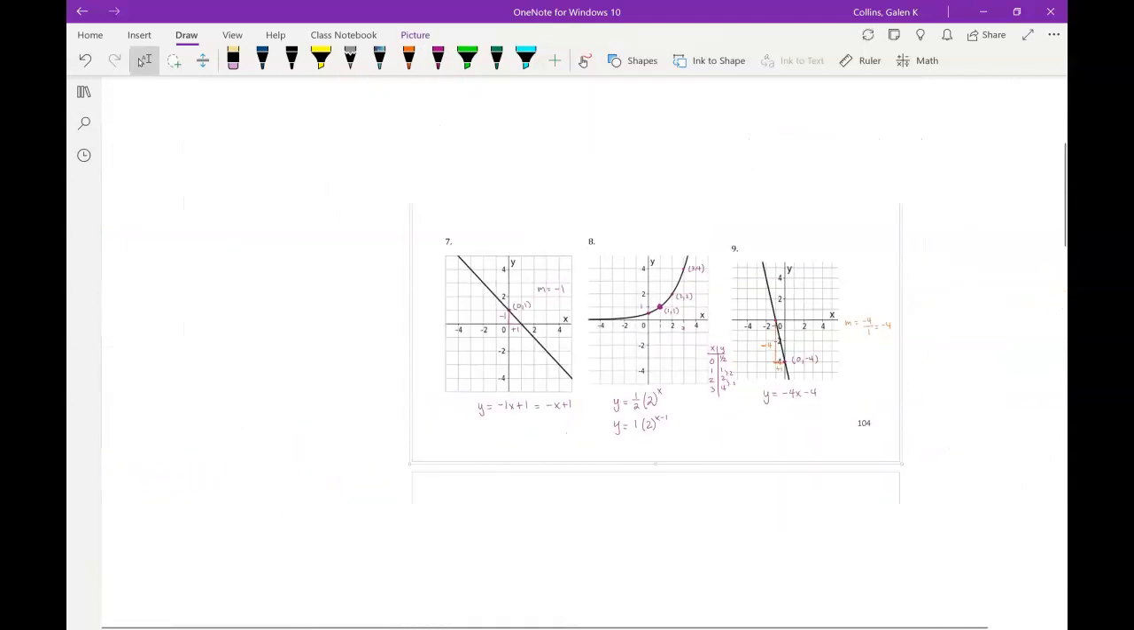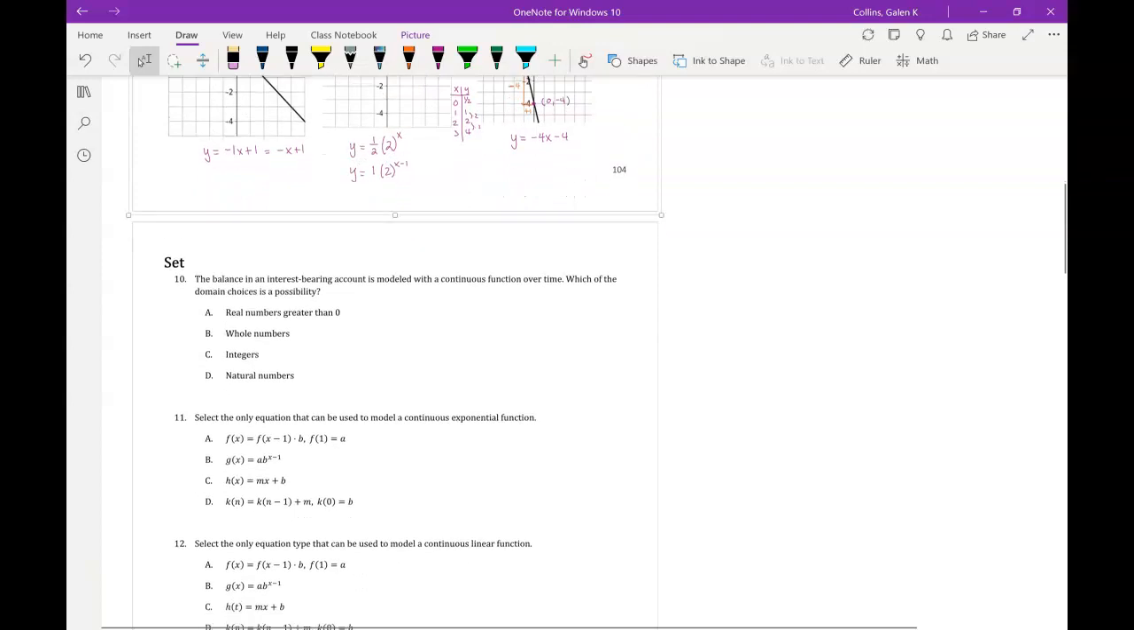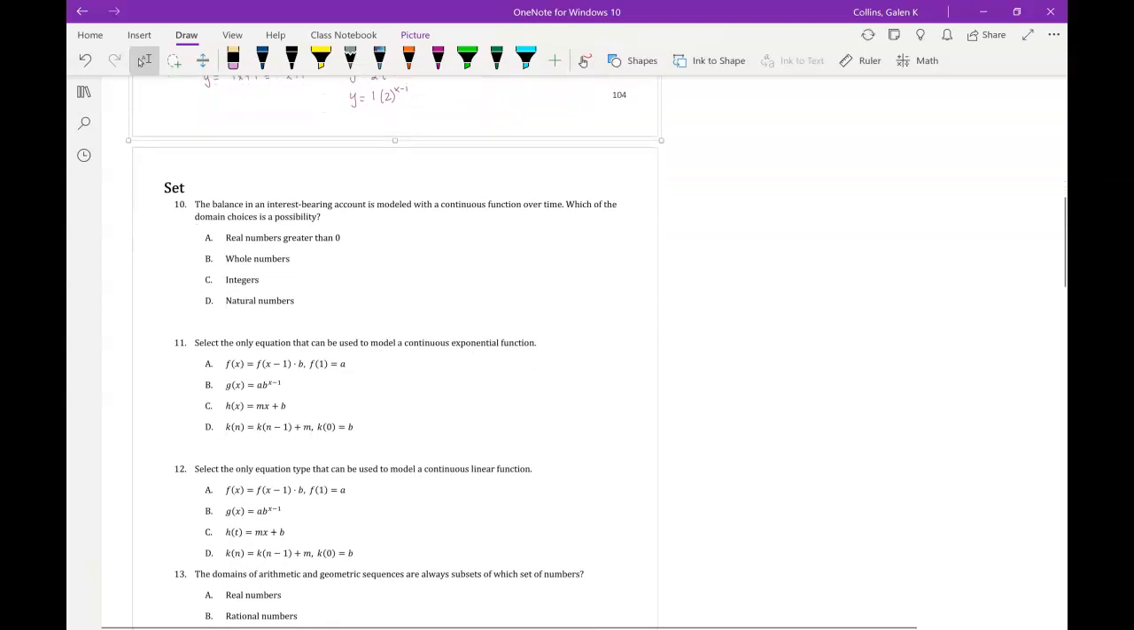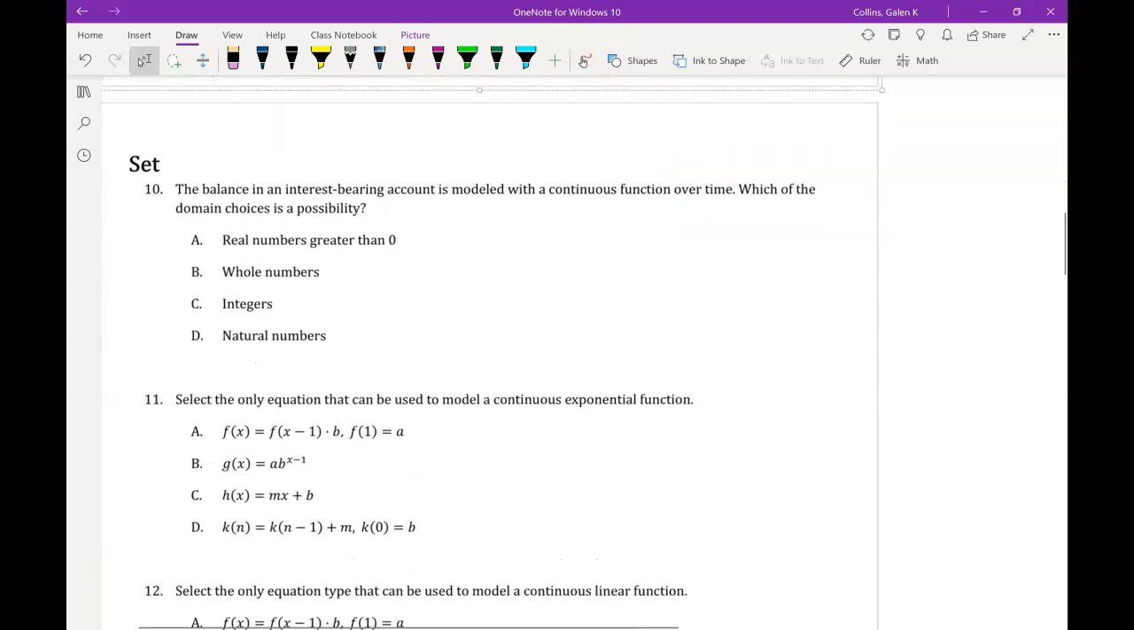All right, so those are the ready problems. Let's talk about the set problems. I think this first problem might be a little bit tough, but number 10, the balance in an interest-bearing account. So that's going to be like a financial account where money is probably being earned. It's not actually very clear from the problem.